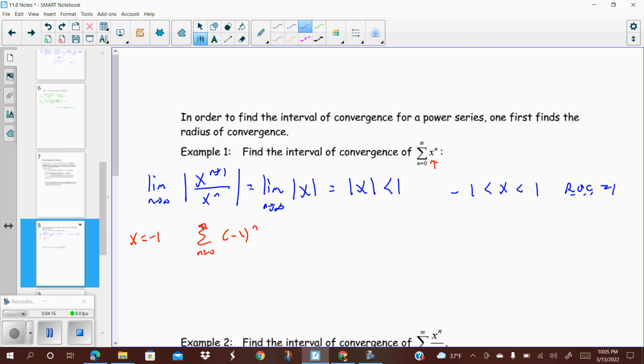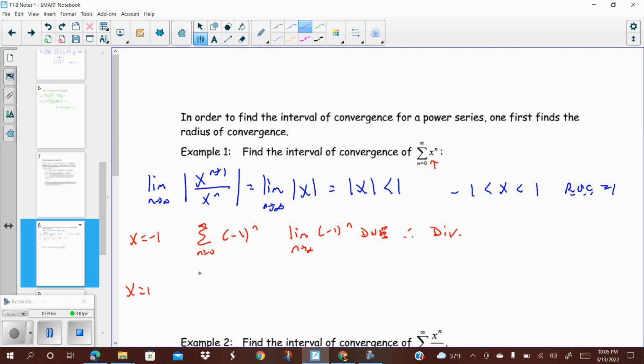Well, this one right here is literally -1 to the n. So as n gets bigger and bigger, it's going to bounce back and forth between -1 and +1, which means it will never approach anything finite. The limit of -1 to the n as n goes to infinity does not exist. Therefore, because we just applied the nth term test and we got something other than 0, it's divergent at -1. So now let's check what happens at +1.